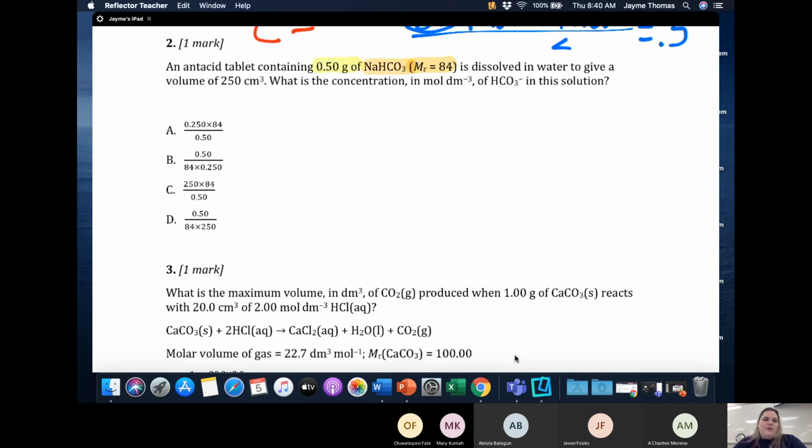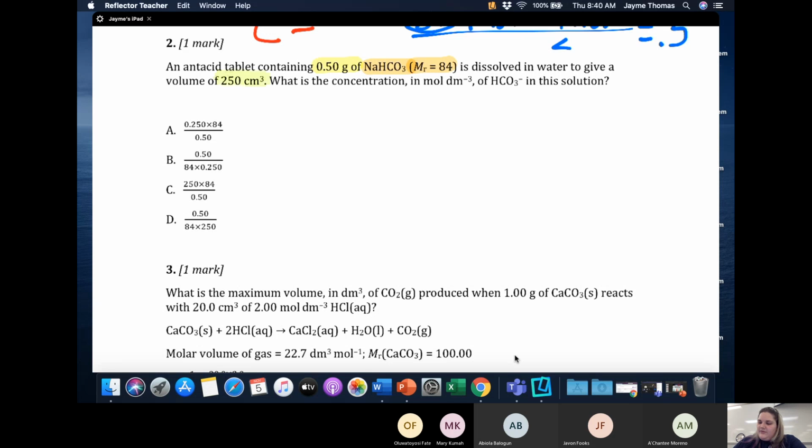Okay, so right now, since they gave me a mass and a molar mass, that tells me most likely I'm going to have to convert that mass to moles. That's going to be part of the setup probably, because they wouldn't give me both of those if I didn't need to do that. But if we keep reading, it says an antacid tablet containing 0.5 gram of sodium bicarbonate that has a molar mass of 84 is dissolved in water to give a volume of 250 cubic centimeters.